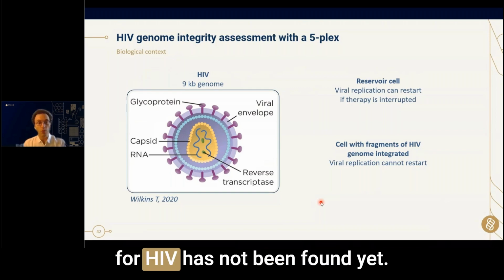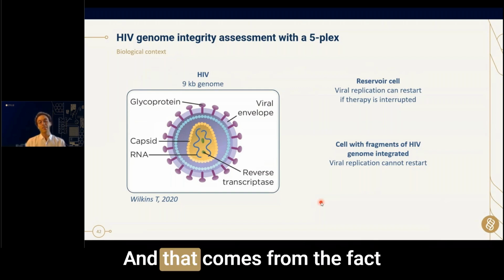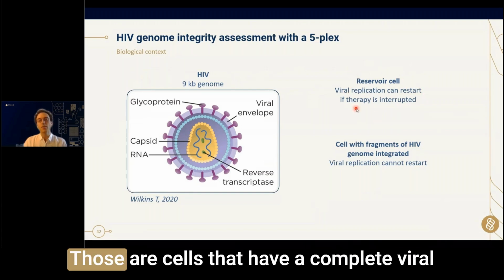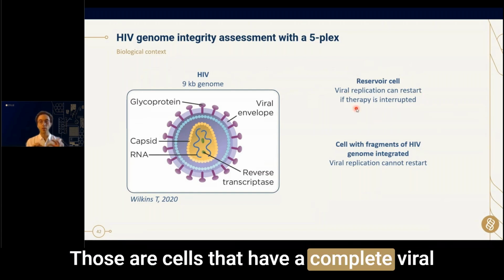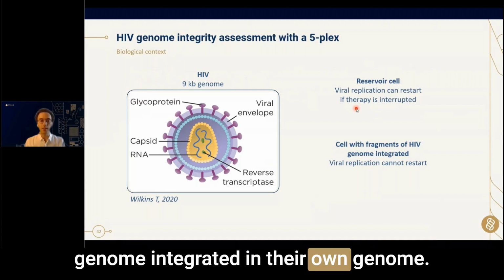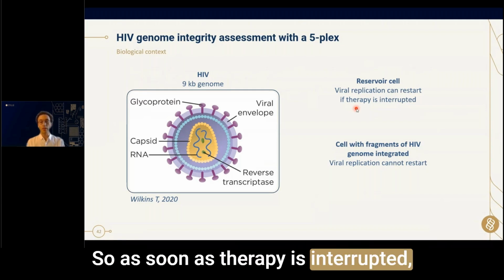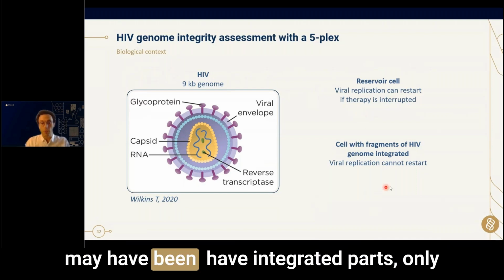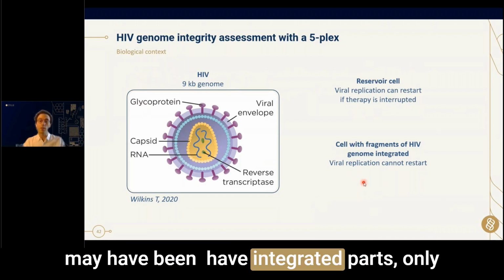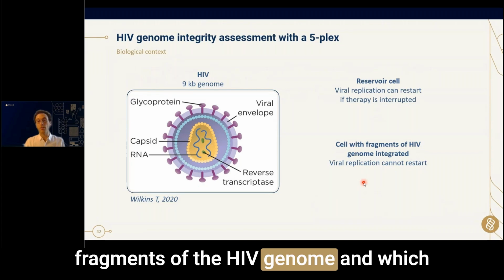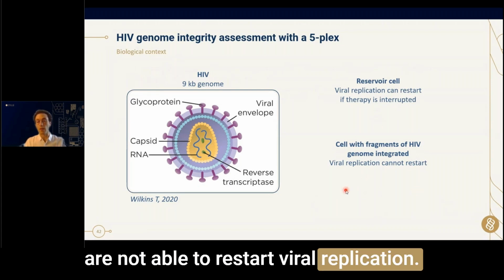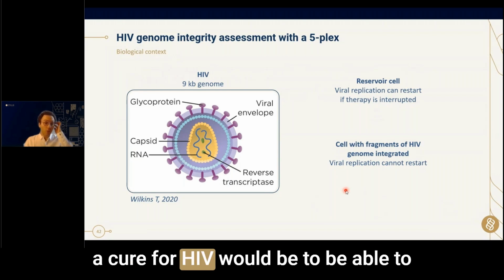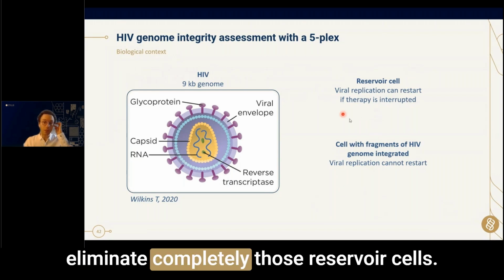Unfortunately, a definite cure for HIV has not been found yet, and that comes from the fact that HIV creates reservoir cells. Those are cells that have a complete viral genome integrated in their own genome. So as soon as therapy is interrupted, viral replication can restart. This should be distinguished from cells that may have integrated parts, only fragments of the HIV genome, and which are not able to restart viral replication. And so in order to find a path to finding a cure for HIV would be to be able to eliminate completely those reservoir cells.